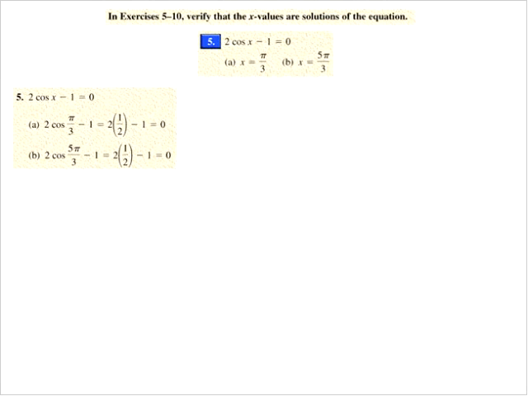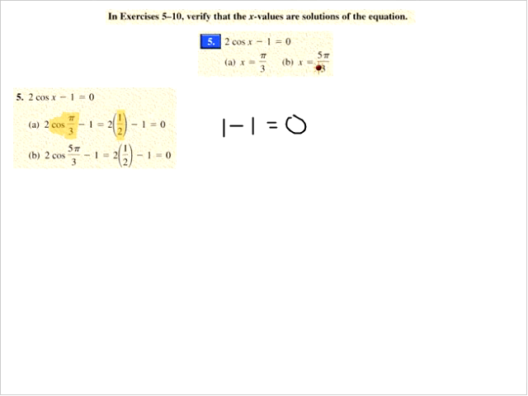Alright, so we need to verify, first of all, that the x values are solutions. To verify, we're going to plug that value back in for x and make sure that we actually do get 0 each time. So in part A, we get 2 cosine of pi over 3 minus 1. We know that cosine of pi over 3 is equivalent to 1/2 using our unit circle. So 2 times 1/2 is 1. 1 minus 1 does in fact equal 0.